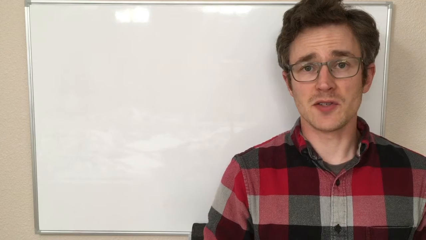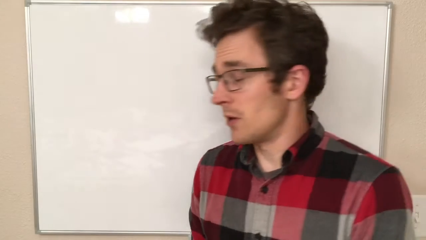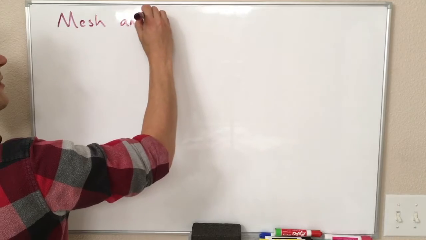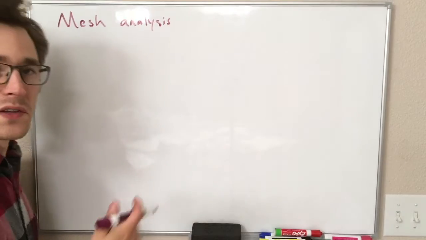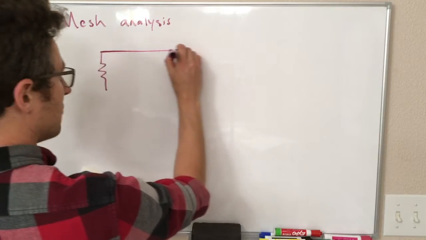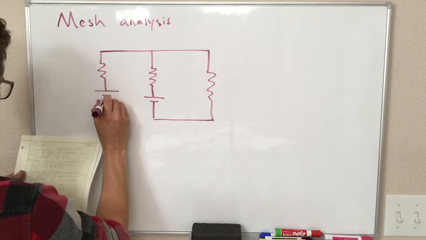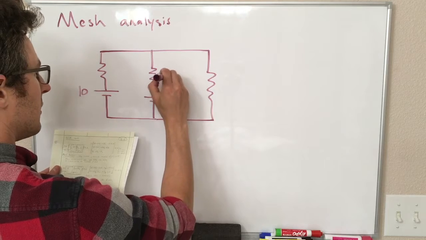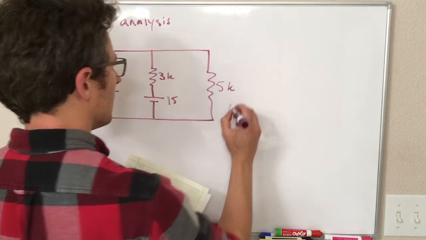In this video, we're going to talk about some more advanced techniques for solving resistor circuits. The first one we're going to talk about is called mesh analysis, and at a glance, it looks kind of similar to our branch current analysis. We're actually going to draw the same circuit we used for the branch current analysis, just so the connection is even more apparent. So we have 10 volts, 15 volts, 3 kiloohms, 10 kiloohms, and 5 kiloohms.